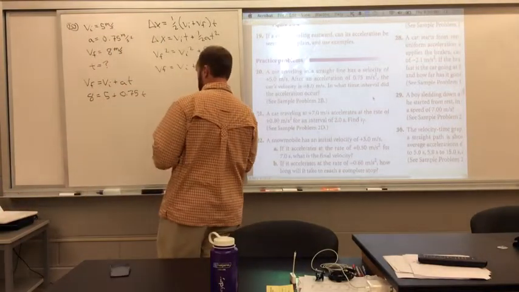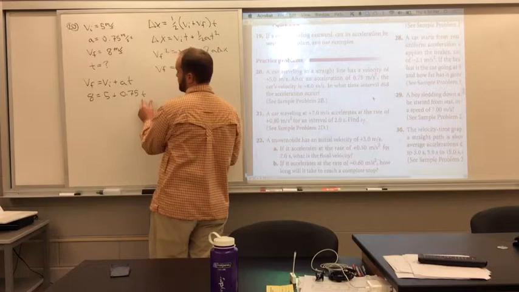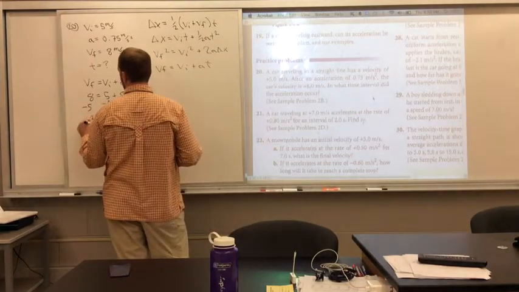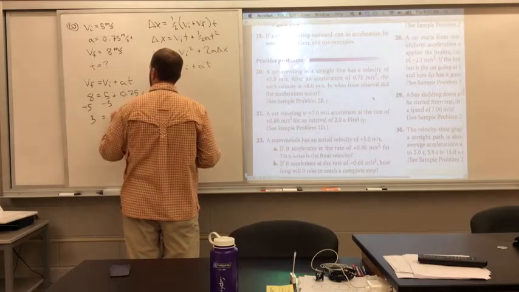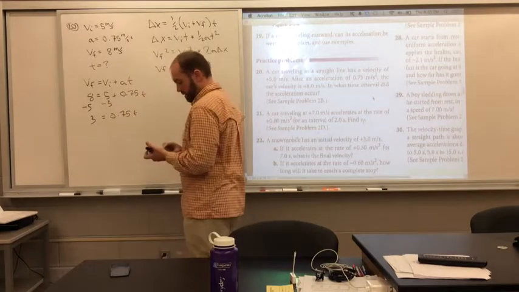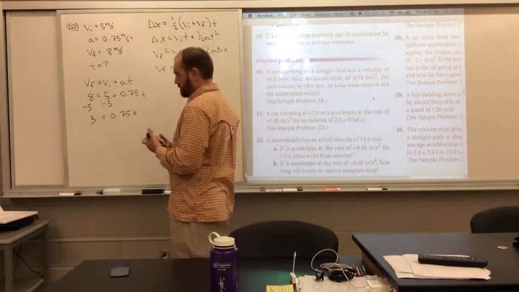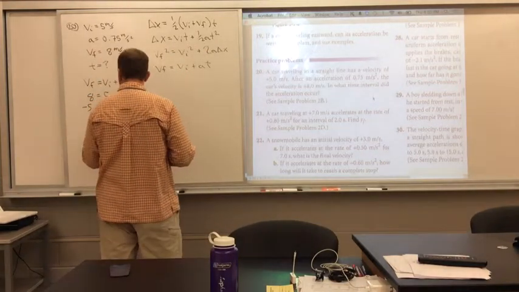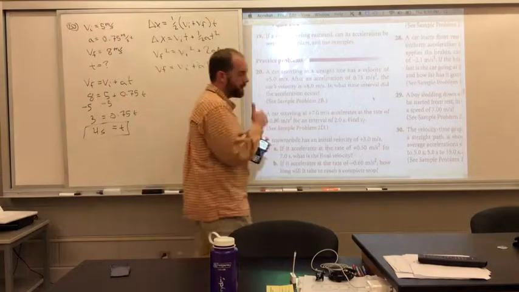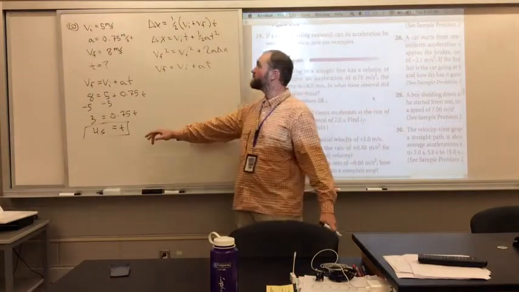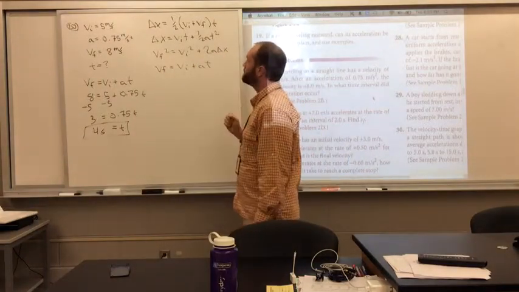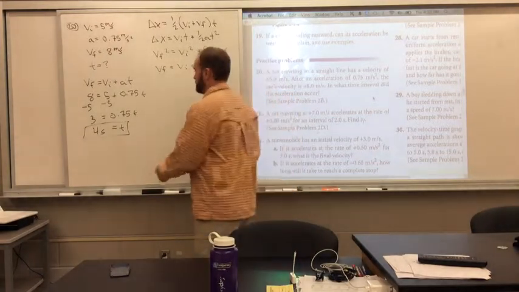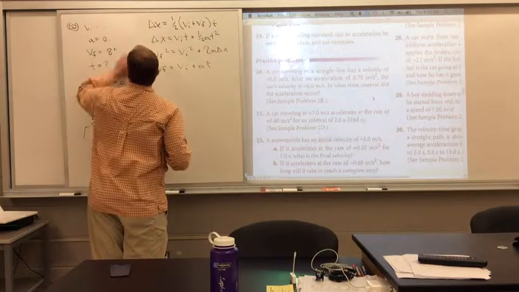All right. Can't combine these 2 things because this one's got a t attached to it. So you subtract 5 from each side. 3 equals 0.75 times t. 3 divided by 0.75 gives you 4. 4 seconds, because it's a unit of time. It takes 4 seconds for this acceleration to happen. All right? Number 20. 21.